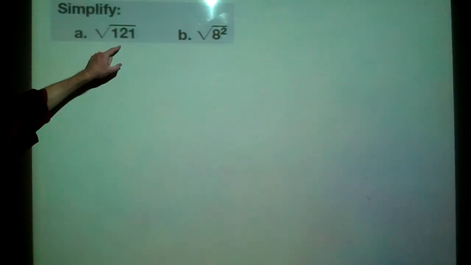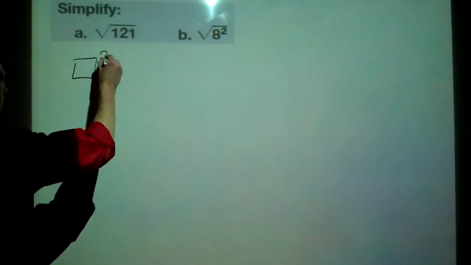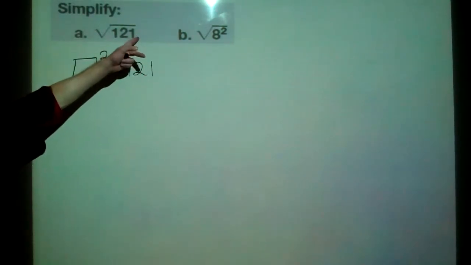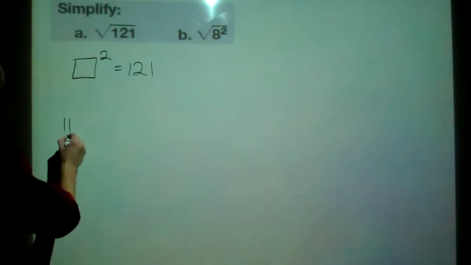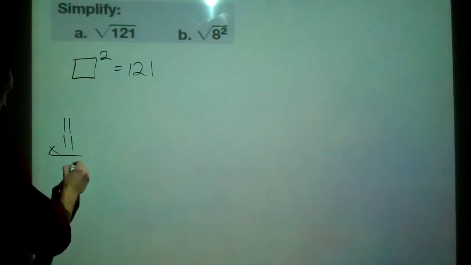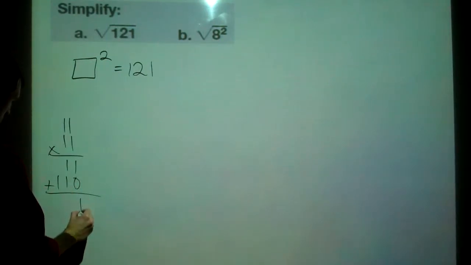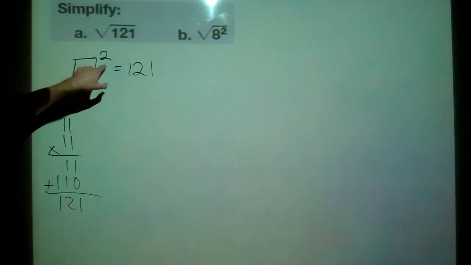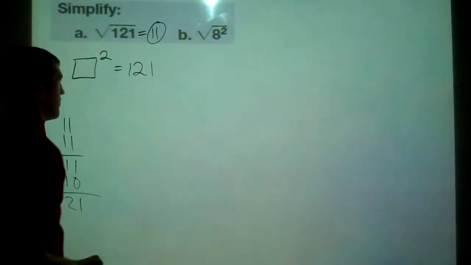Okay, so basically what we're looking for here is what to the second power equals 121. That's going to be our solution to this. I know this one by heart because I've been dealing with these for a long time. And I know that 11 times 11 equals 121. 1, 1, 0, 1, 1. We add those, 1, 2, 1, we get 121. So, since 11 squared equals 121, this is 11.